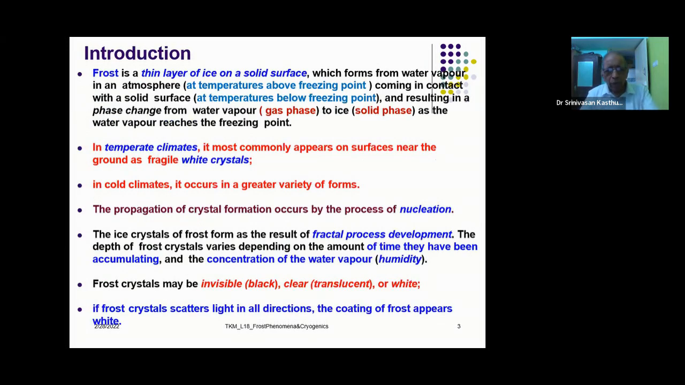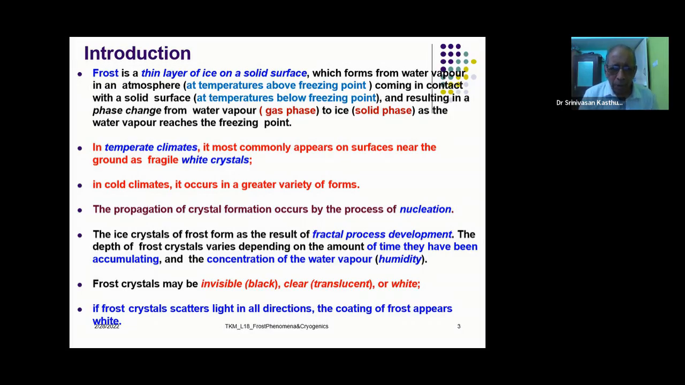So let us try to introduce frost. What is frost? Frost is nothing but a thin layer of ice on a solid surface. It's an ice formation on a solid surface, and you call it frost. This forms because of the water vapor. It takes the water vapor from the atmosphere.